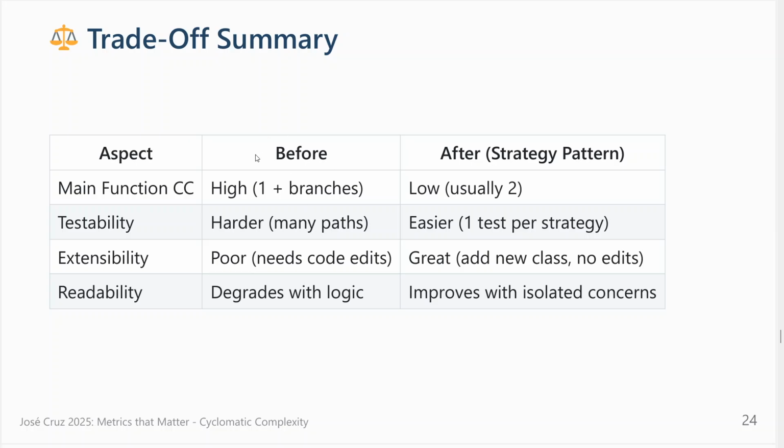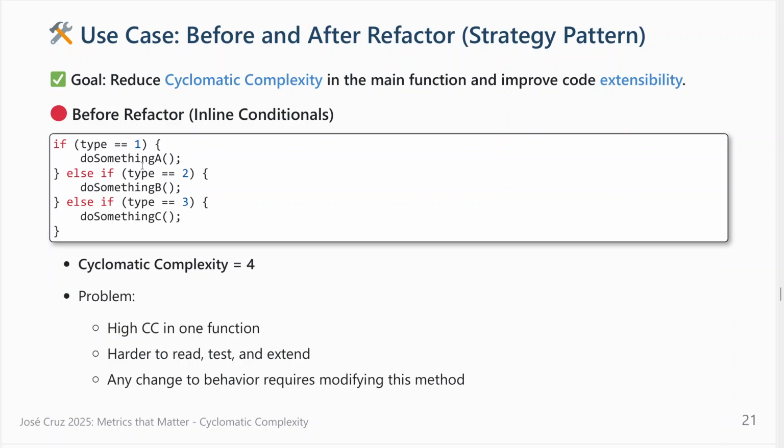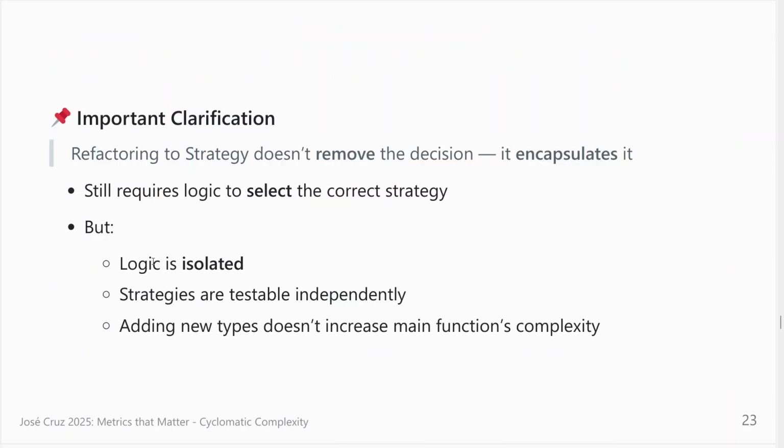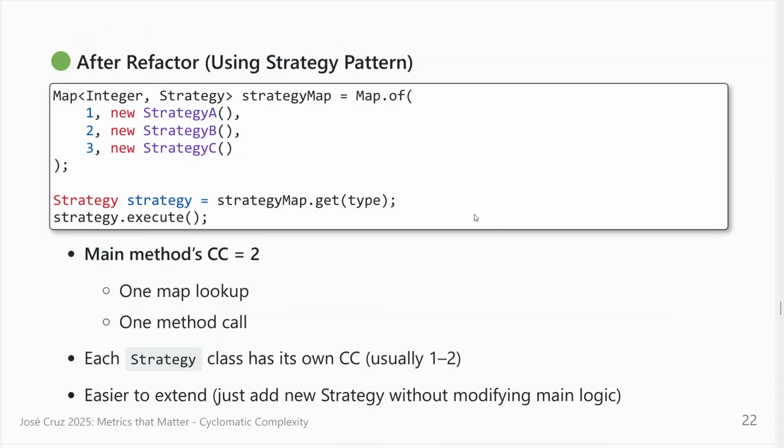Trade-offs, of course, before and after using the strategy pattern or the other mechanism. You have one plus the branches. Imagine that you have 10 conditions, you'll have a CC of 11. Usually with the strategy it will always be 2. If you start to add more conditions here, of course it will increment the number of tests and how difficult it is to test. Here it's always the same, because the code you'll be testing in each one of these is always the same.